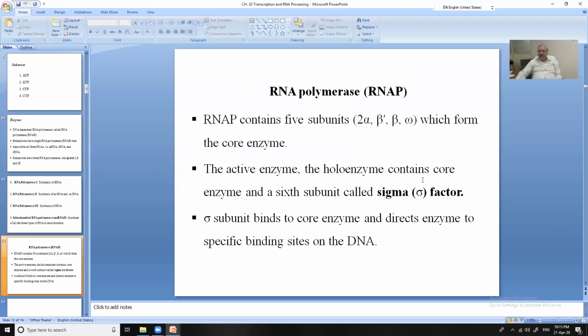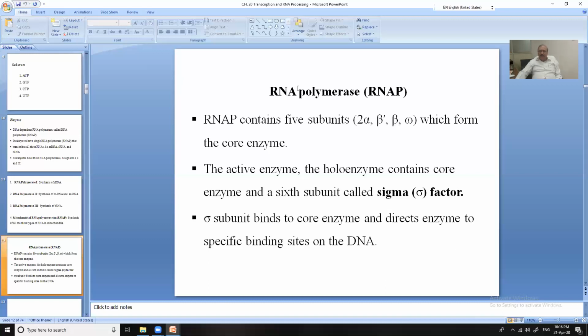Sigma factor is a temporary constituent, because when transcription is done, this sigma factor is removed after a small fragment is biosynthesized. And this sigma factor subunit binds to the core enzyme and directs the enzyme to a specific binding site on the DNA.